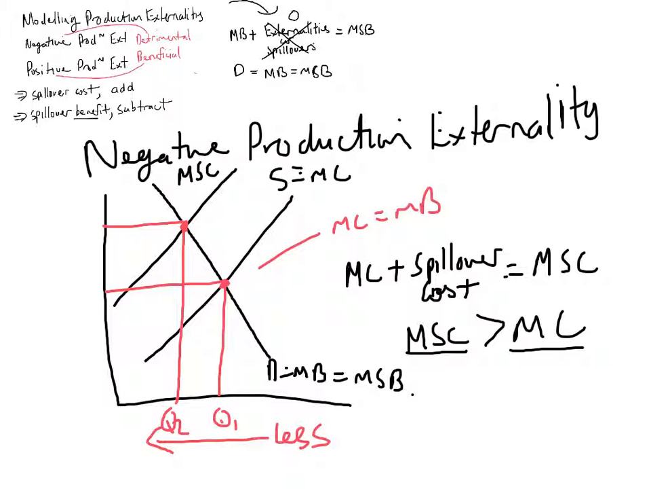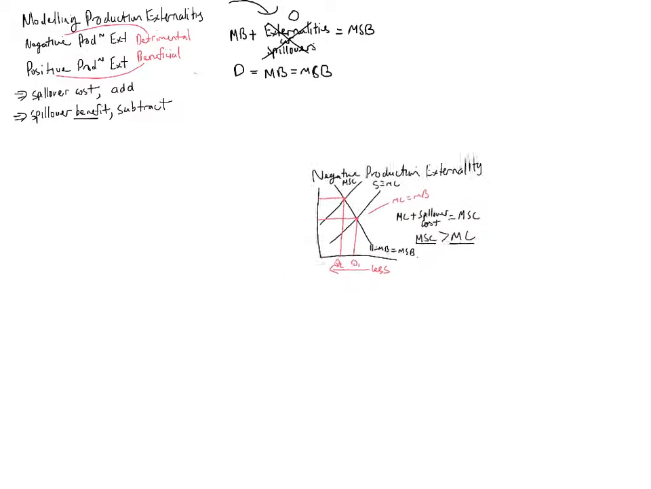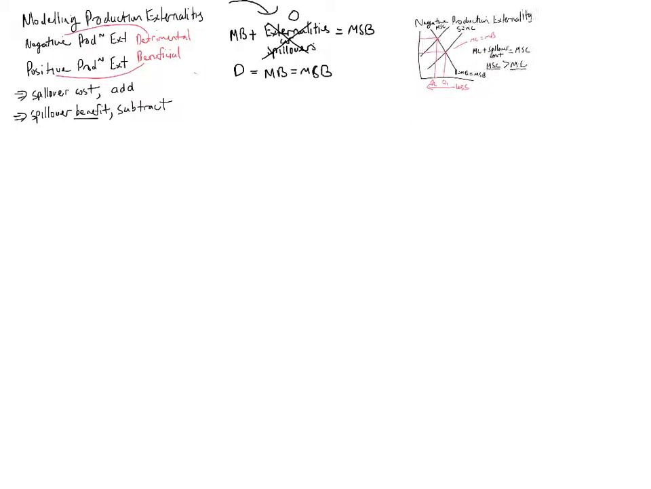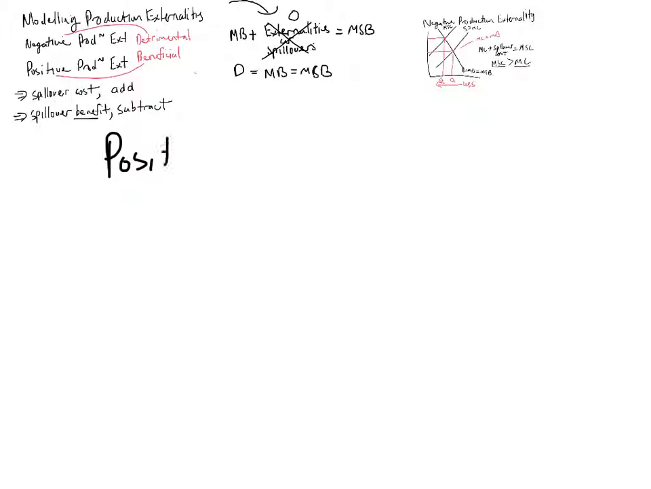Okay. Why don't we try a positive production externality? Okay, so let me just write it up here. Positive. I'll just change colour. So we want a positive production externality.